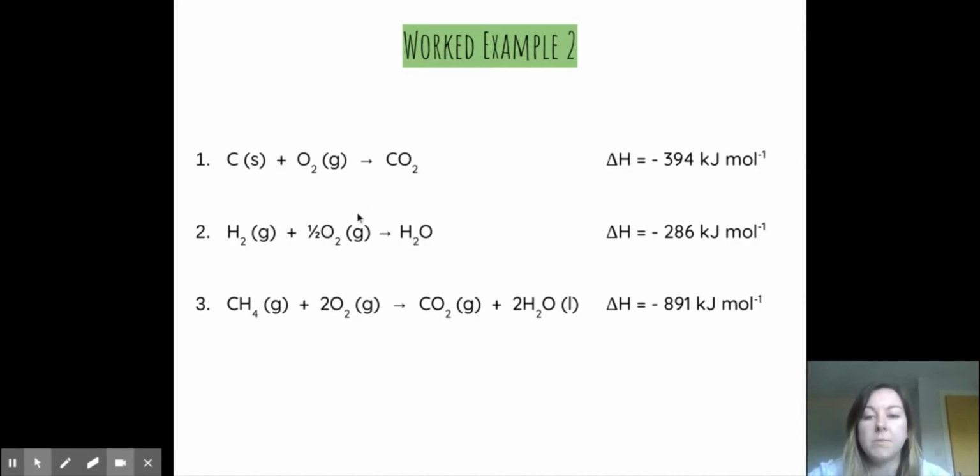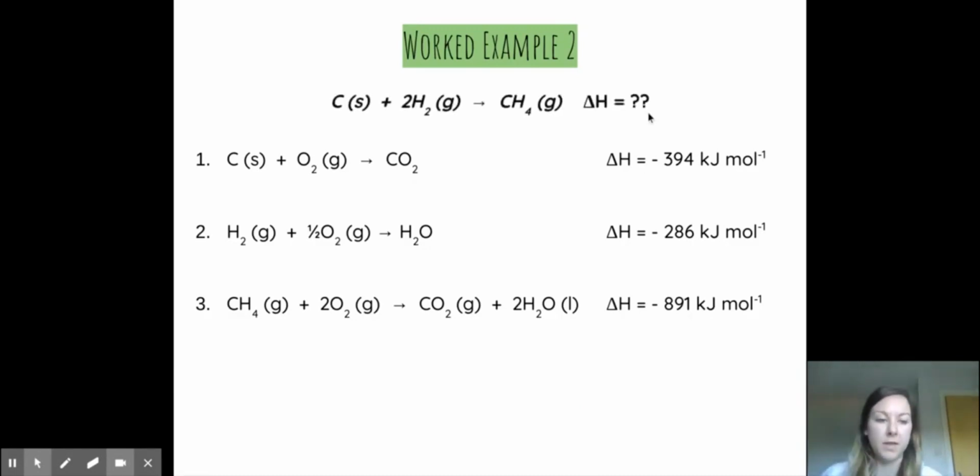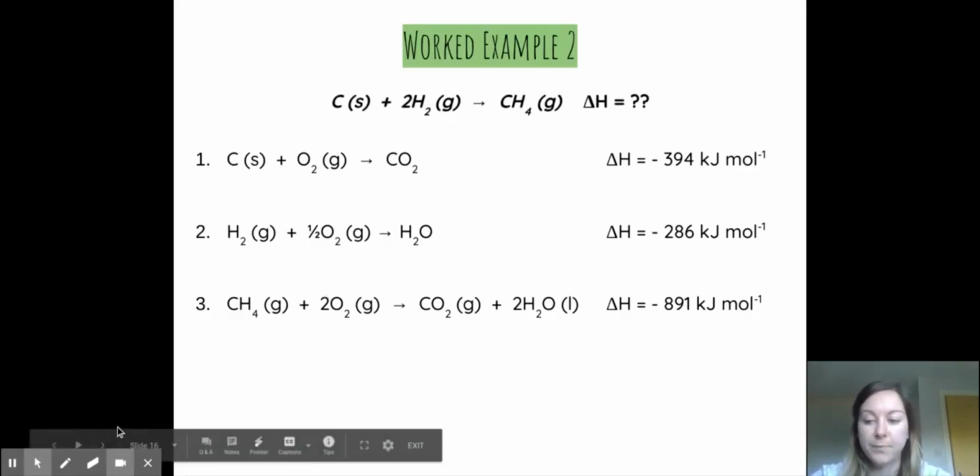Obviously, you need to balance them to make sure that there are the same numbers of atoms on both sides of the equation. And then you find the delta H values from page 10 of the data booklet. You must get them from the combustion side of the table, not the formation side. So now that we've got these, we can then have a look at our target equation and start identifying what we need to do.